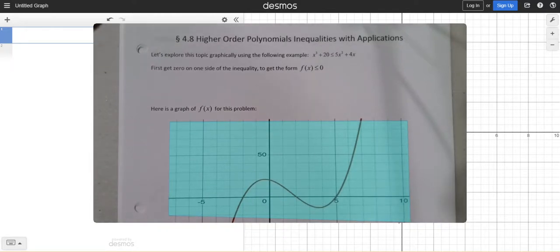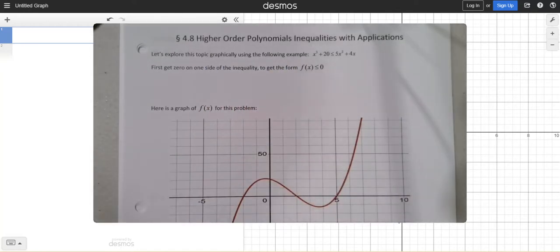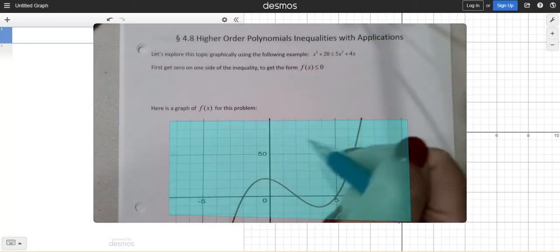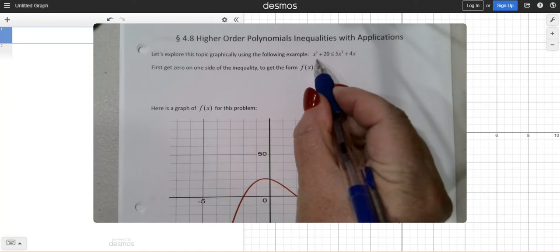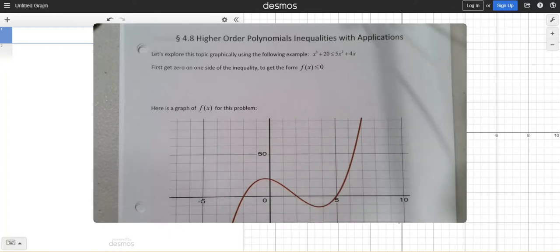We're looking today at section 4.8, and we're talking about solving higher order polynomial inequalities. We'll do some applications as well. And I'd like to start by using this example. I would like to know, when is x cubed plus 20 less than or equal to 5x squared plus 4x?